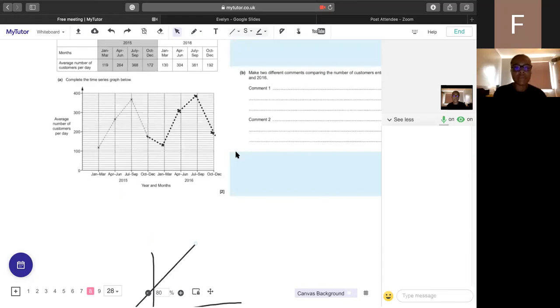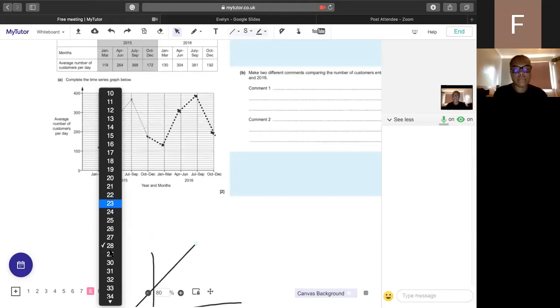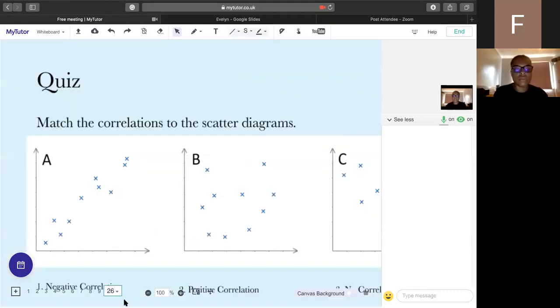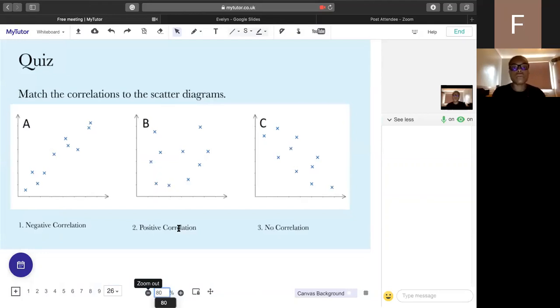Are there any other questions? No? Well, if not, then I can continue with some of these quizzes that we might have missed out. So let's look at this particular quiz for scatter graphs. We want to match the correlations to the scatter diagram. So which correlation goes with which graph?